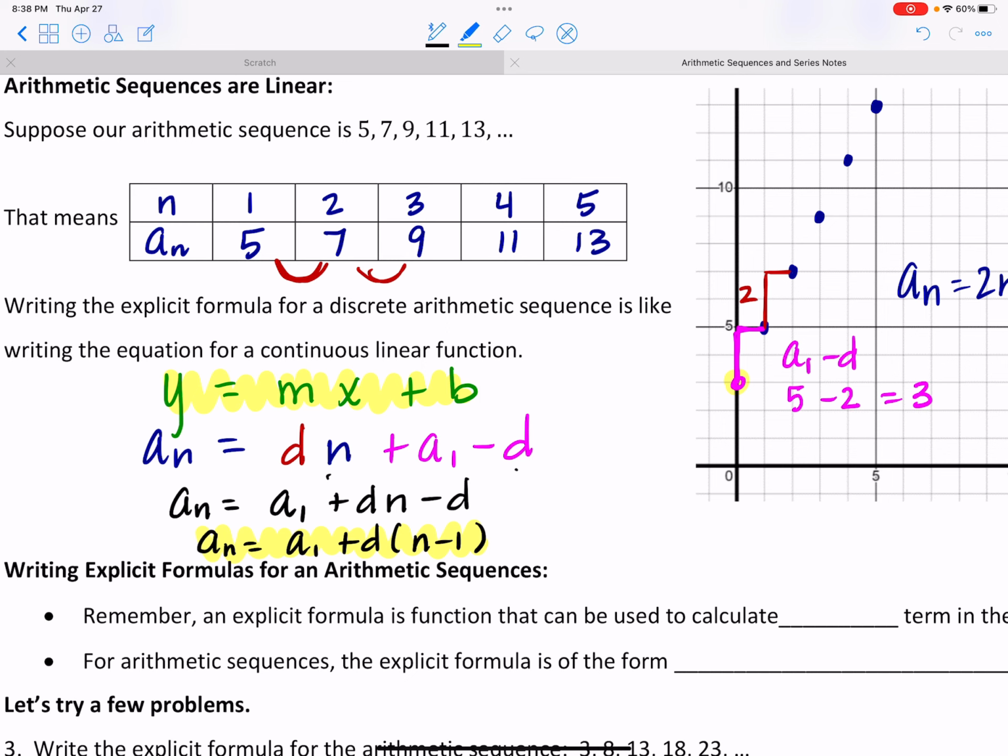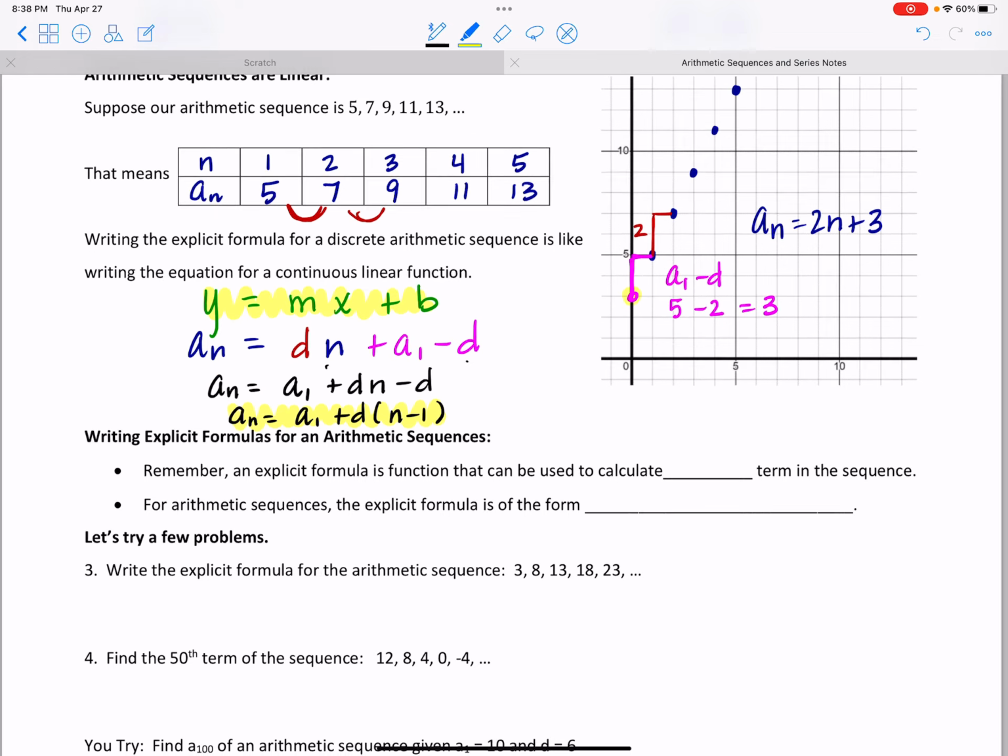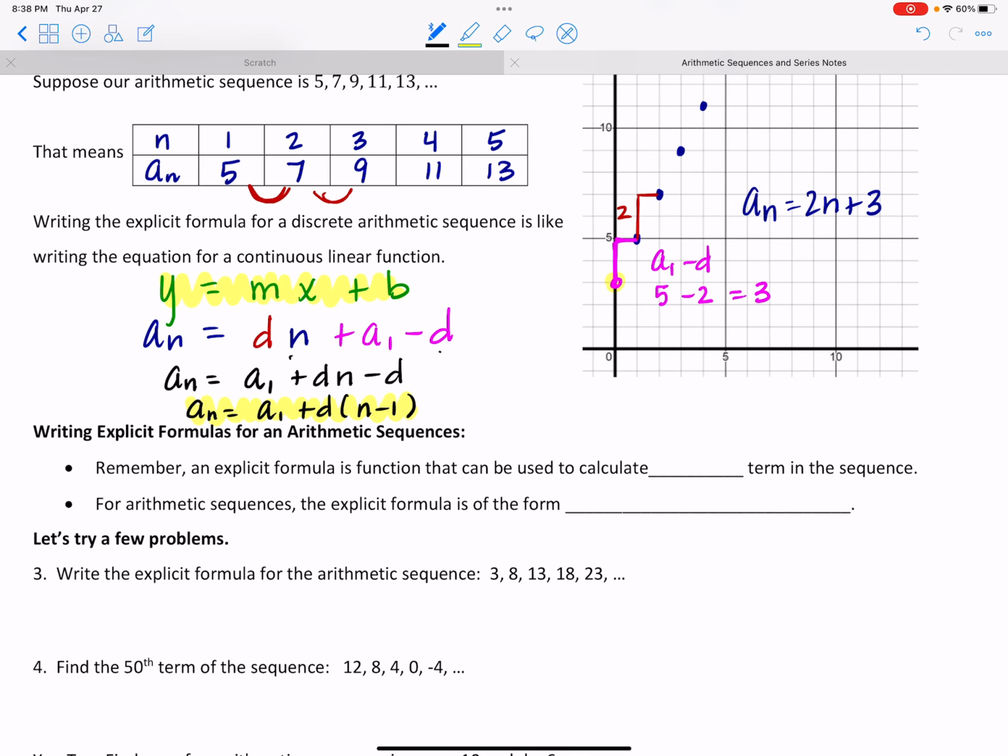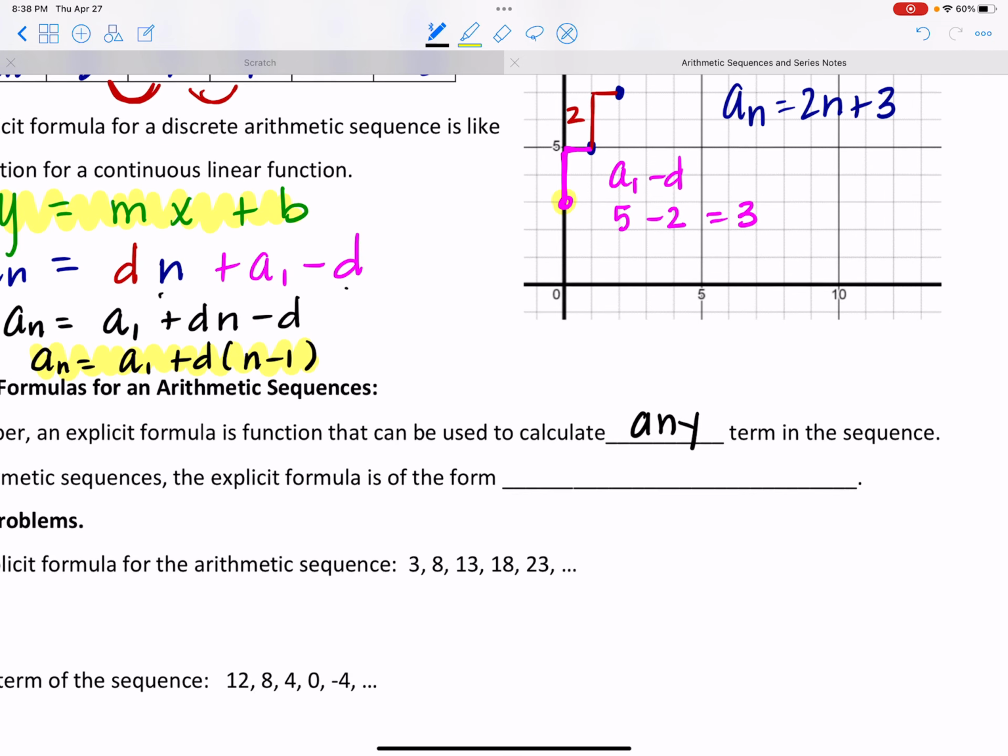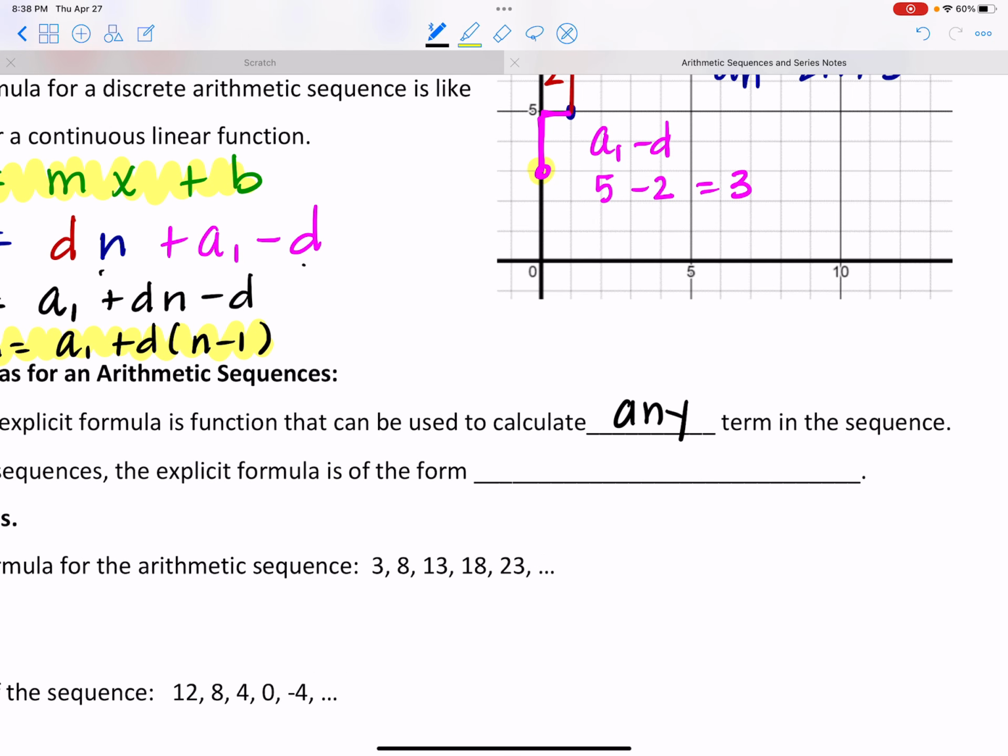Okay? I hope that makes sense. So remember, when we're calculating this explicit formula, it's so that we have a formula we can use to find any term that is on our list. So for arithmetic sequences, our explicit formula is always of that form. We can say any term on that list will be our first term plus our common difference multiplied by n minus 1. Anytime I want to find an explicit formula, this is what I can use.